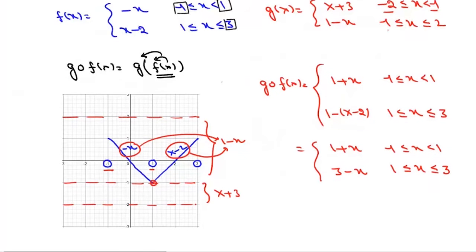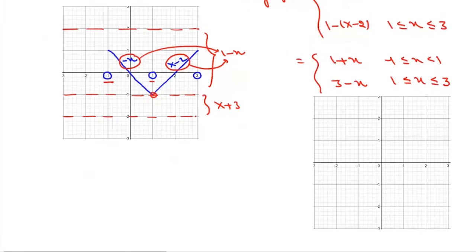Now we'll draw the graph of g of fx. Now for g of fx, when x is minus 1, this is 0. And when x is 1, this is 2. So it is this line 1 plus x. And when x is 1, it is 2. And when x is 3, it is 0. So that's the definition. 3 minus x.